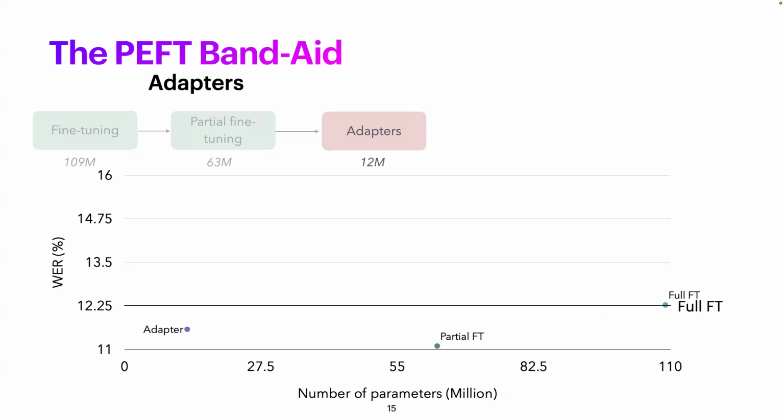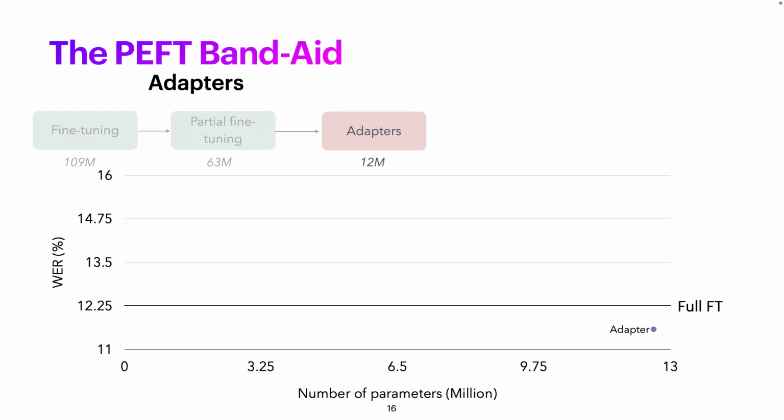So the best case scenario is to be in this kind of bottom left corner. And you can see that the full fine-tuning is good, but it's not parameter efficient. Then the partial fine-tuning was a bit more parameter efficient and better than full model fine-tuning. And the adapter is even more parameter efficient and still beats the full model fine-tuning. But we were really curious, what if we zoom in on this circle? What happens if we try to get even more parameter efficient?